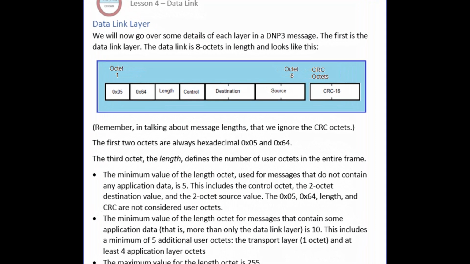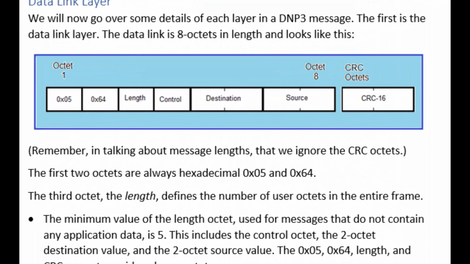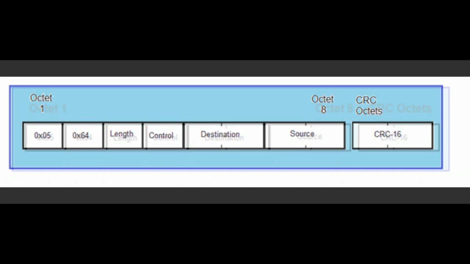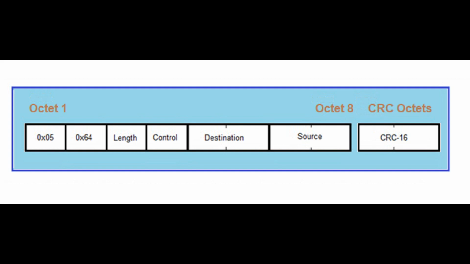The data link layer is 8 octets in length and looks like this. Remember, in talking about message lengths, that we ignore the CRC octets. The first two octets are always hexadecimal 05 64. The third octet, the length, defines the number of user octets in the entire frame.